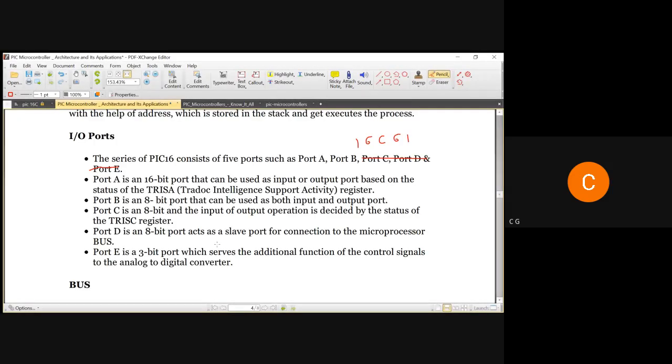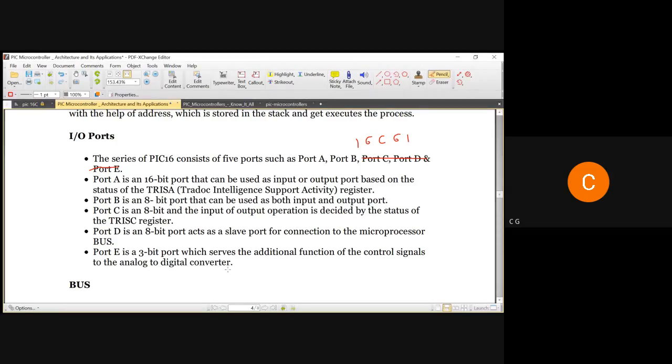Port D is an 8-bit port, acts as a slave port for connection to the microprocessor bus. When we have a master and slave configuration that you have studied in JK flip-flop, JK master slave, whatever the master is doing, the slave is copying that action. Similar concept is used, and port D is used as a slave port. Port E is a 3-bit port which serves the additional function of control signals to the analog to digital converter.